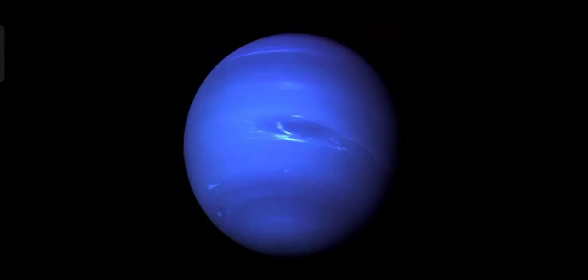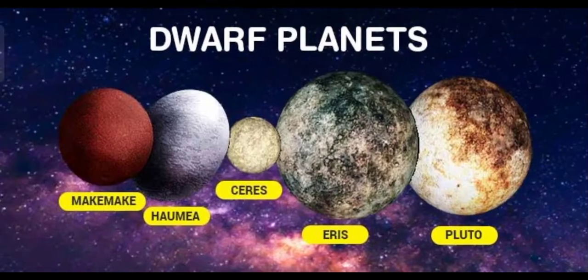Next are dwarf planets. What are dwarf planets? A dwarf planet is an object that revolves around the Sun but does not belong to the category of planets. Okay, dwarf planets are those which revolve around the Sun, but do not fall in the category of planets.